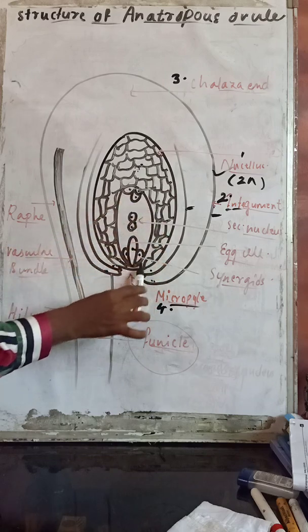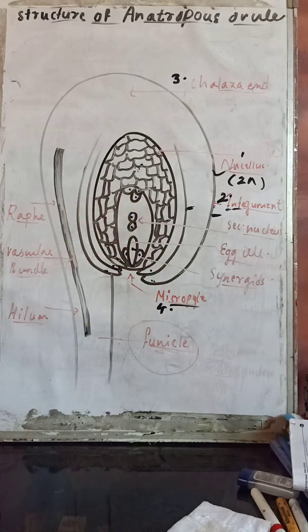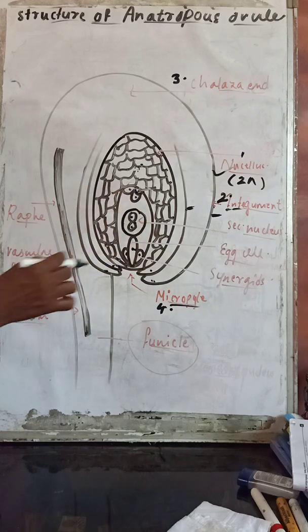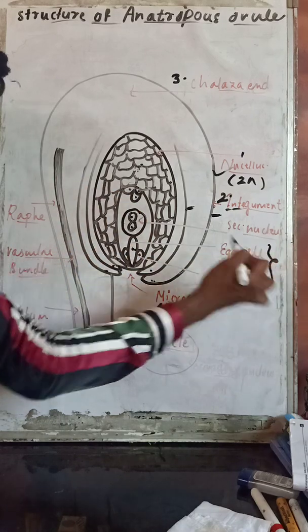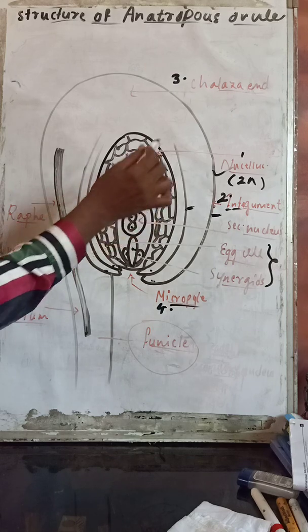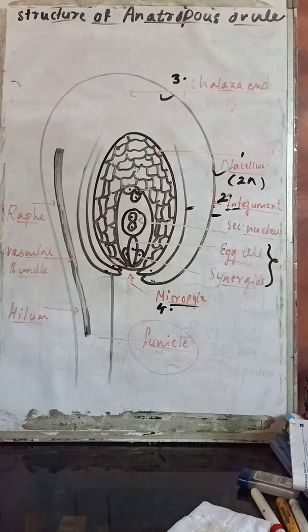Last is the embryo sac, also called the female gametophyte. The embryo sac is generally made up of three components. The first is the antipodal cells, the second is the secondary nucleus, and the third is the egg apparatus. Antipodal cells are haploid in nature. They are formed at the chalazal end, and after fertilization they undergo degeneration. So the antipodal cells are degenerative cells.